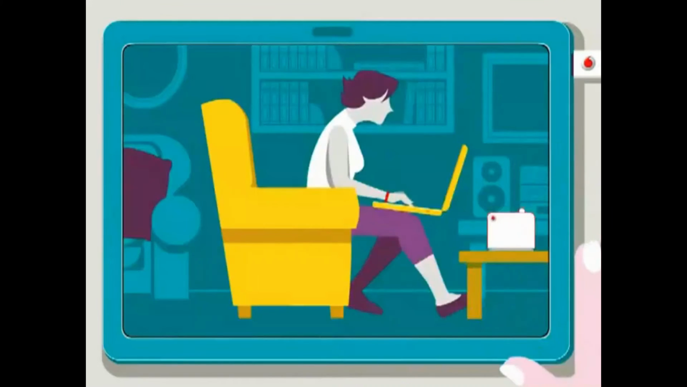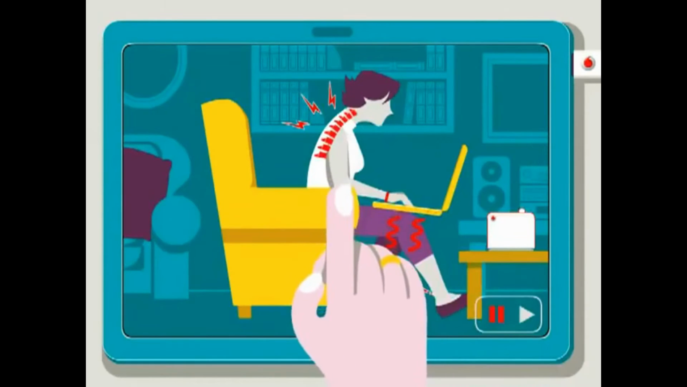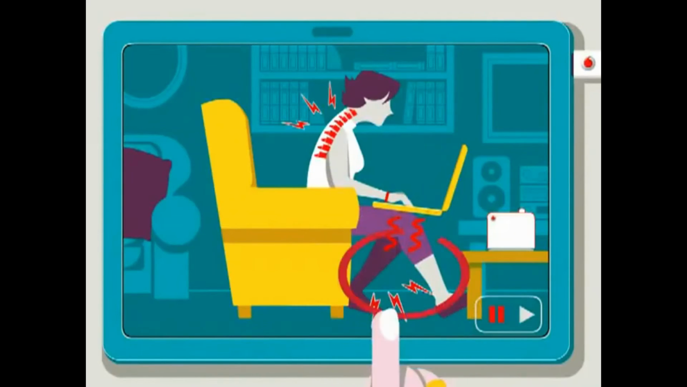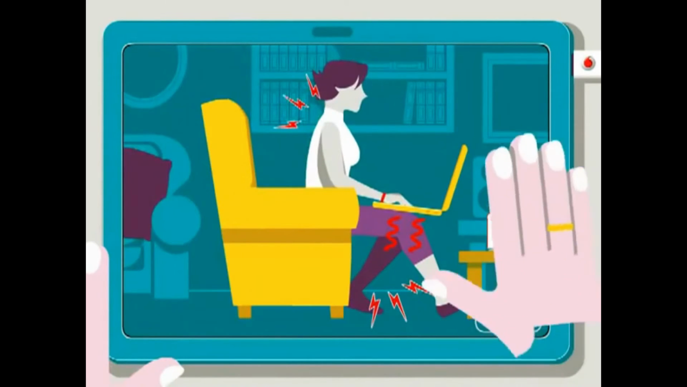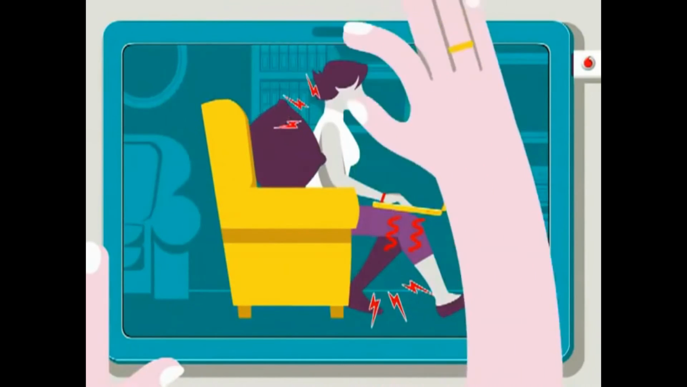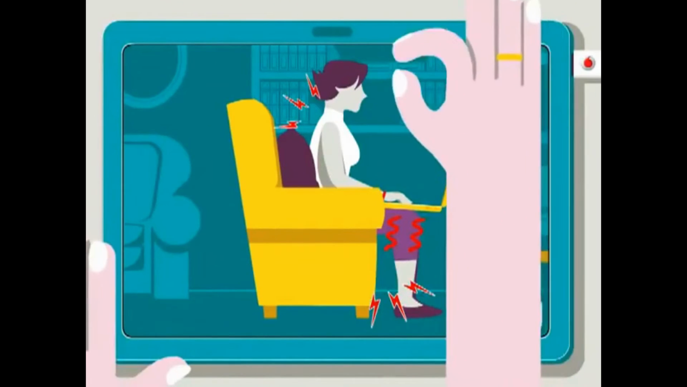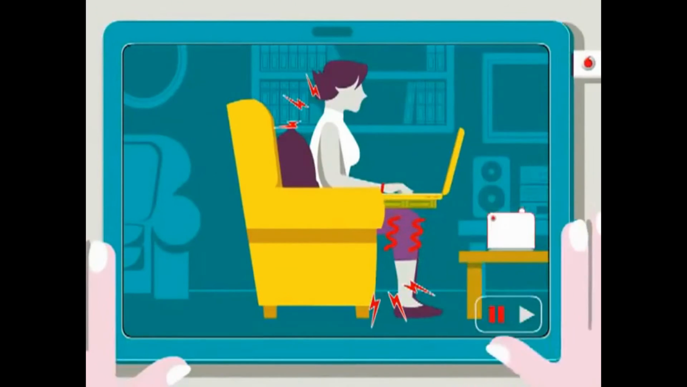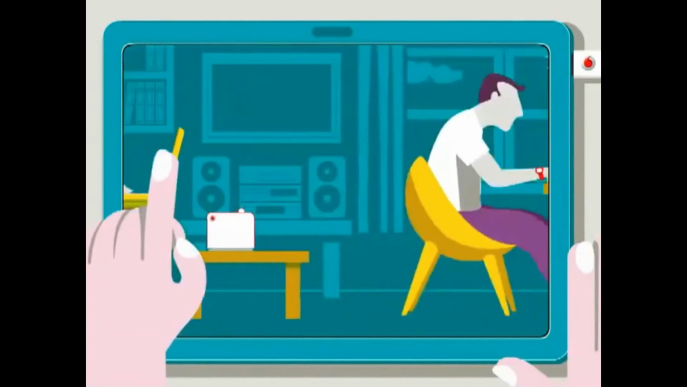The correct use of the computer. Do you think this woman sits correctly? No, she's not. She is hurting her back and her legs. Now let's fix this. The back. Yes, and now the legs. Now she is sitting correctly.